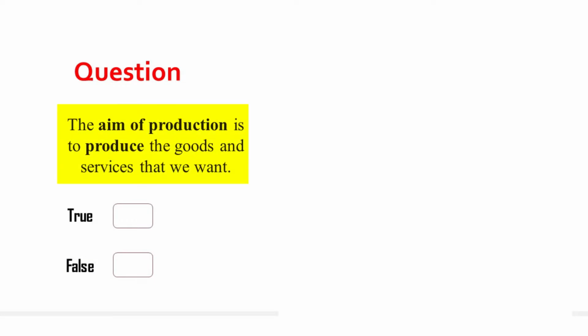Question. The aim of production is to produce the goods and services that we want. True or false? If you said true, then you are correct.